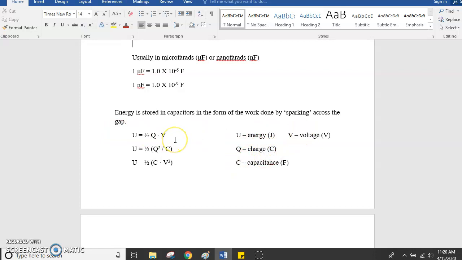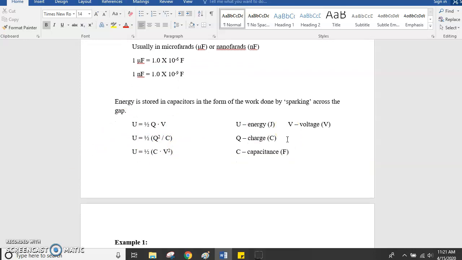And so we have three different formulas, where U can equal 1/2 of Q times the voltage, or U can equal 1/2 of Q squared divided by C, or U equals 1/2 of C times V squared. It depends on what type of information you're given in the problem. Let's look at an example.